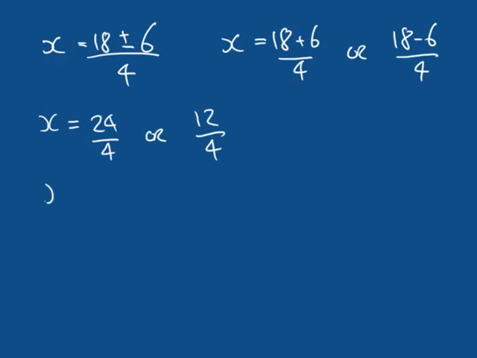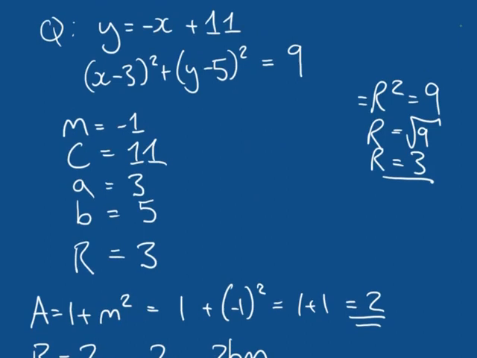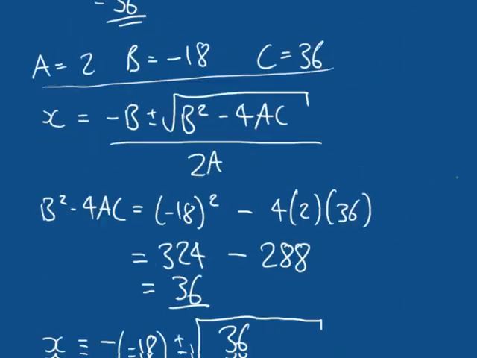And that means that x is equal to, well, 24 over 4 is 6, or 12 over 4 is 3. So x is equal to 6 or 3. We now put this into our line equation. Y is equal to minus x plus 11.